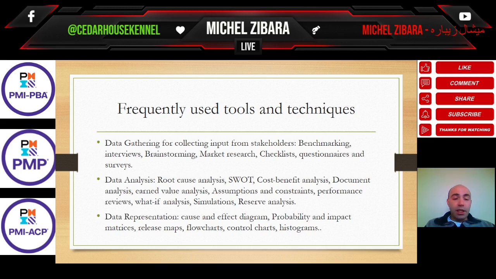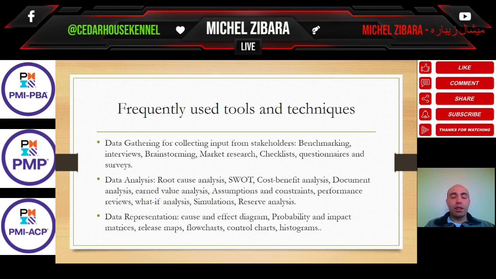For data analysis, we have a set of techniques such as root cause analysis, SWOT, or what is called strengths, weaknesses, opportunities, and threats, and cost benefit analysis, which is a ratio of benefit over the cost. The higher, the better, of course. Document analysis, as the name indicates, we go back to documents and researches and we try to analyze these documents. Earned value analysis, we're going to discuss that in depth.